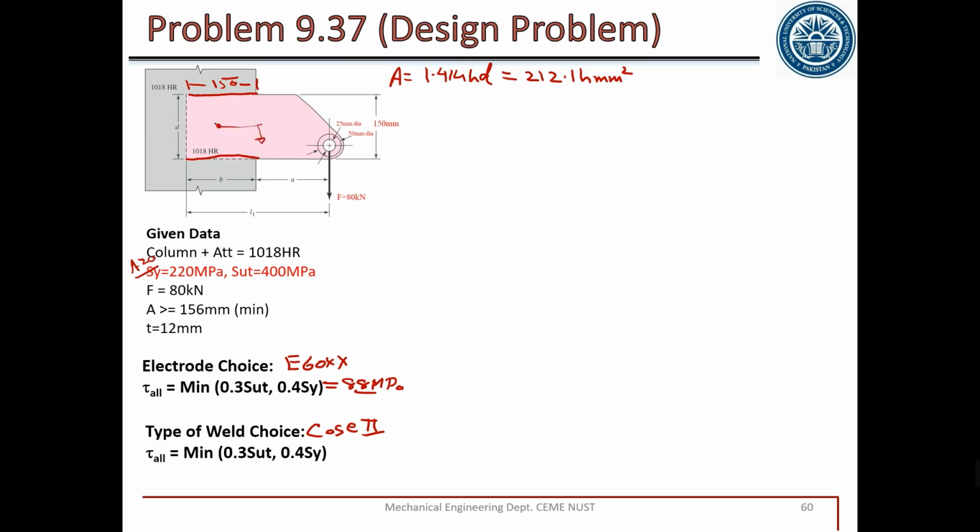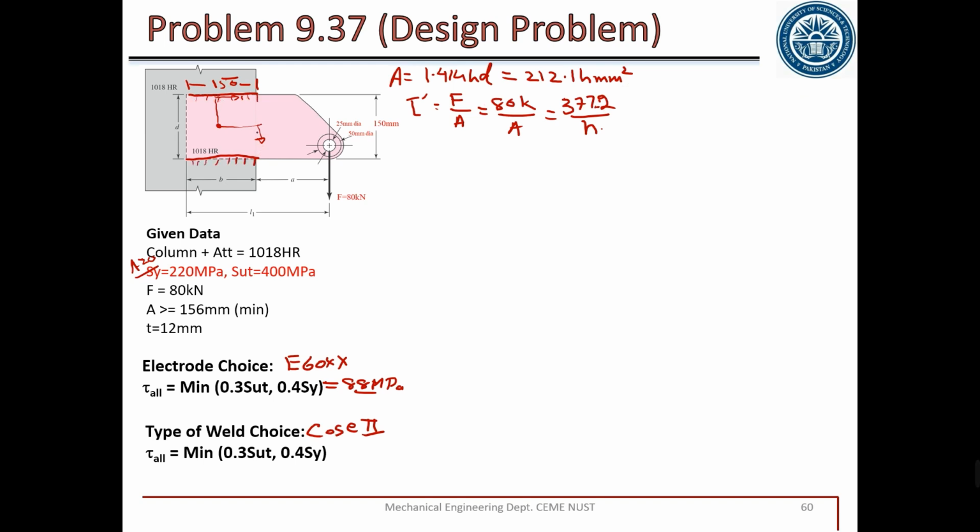This is tau double prime x or tau double prime y, and primary shear tau prime is equal to F divided by area. F is equal to 80 kilonewton. 80 kilo divided by this area. Substituting the value, you will get primary shear equal to 377.2 by H. This is the value of primary shear, which acts at all the points, uniformly distributed.